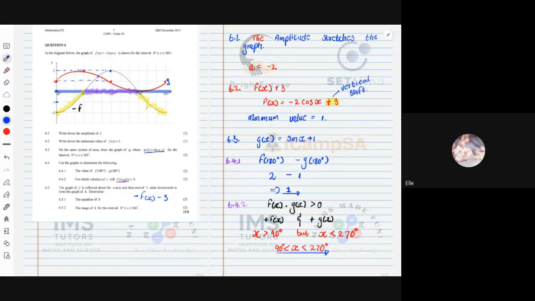So if we were to write the equation of h(x), it is equal to minus 2 cos x. Oh, it's already minus, so it's negative, minus 3 units downwards. So that is how we flip the graph of f to get the graph of h, minus 3. So that is your outcome right there.